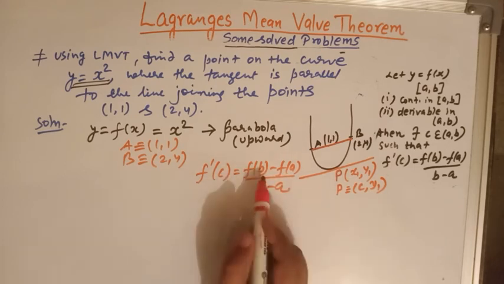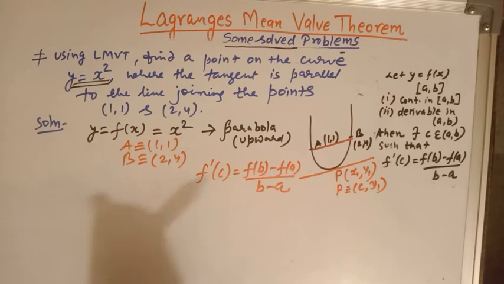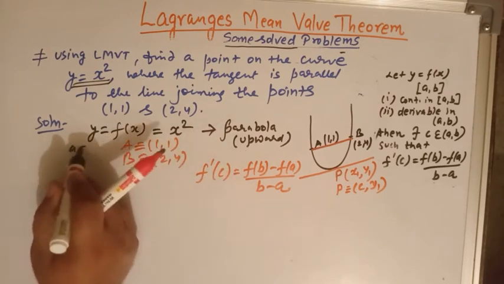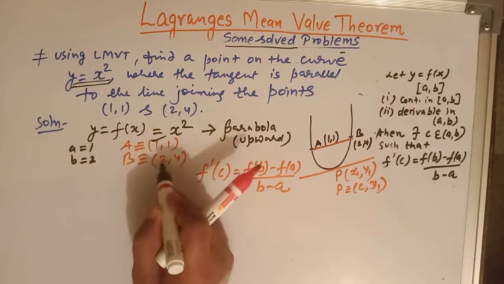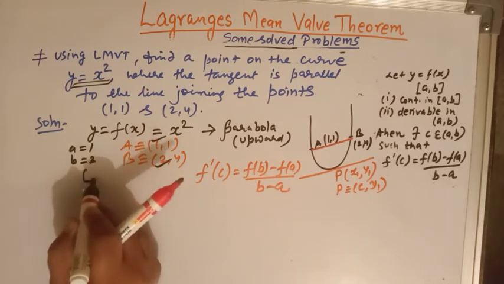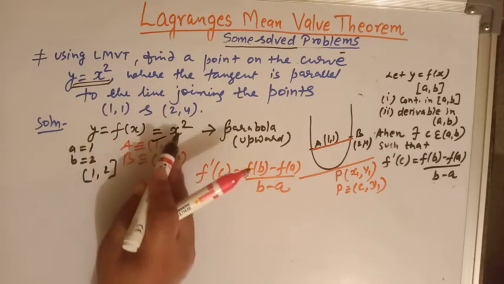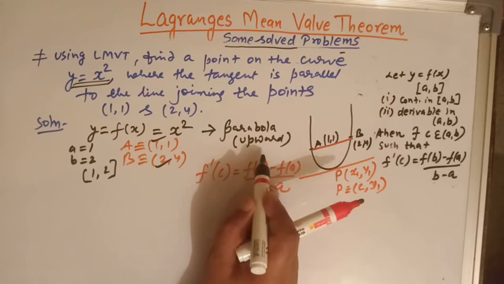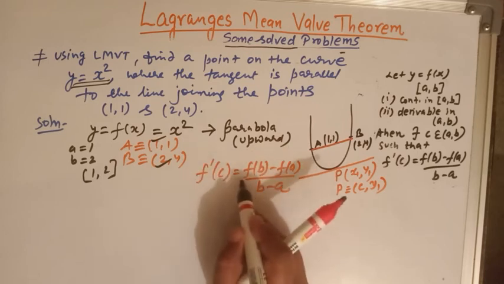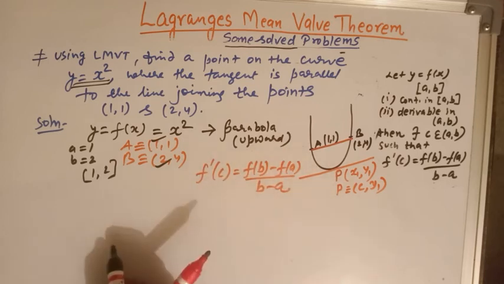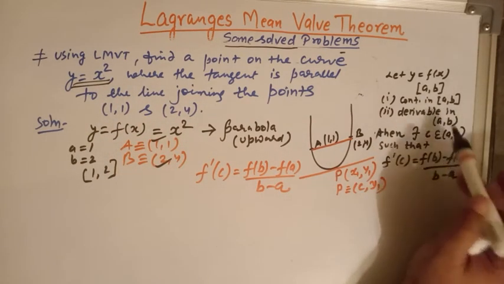Here we have a as 1 and b as 2, so this point is a and this point is b. So we have the interval [1, 2]. We have a function f(x) equal to x square, an upward parabola, and the interval is [1, 2]. We have to find f prime of c equal to f(b) minus f(a) over b minus a. So now we'll satisfy the conditions of Lagrange's mean value theorem here.